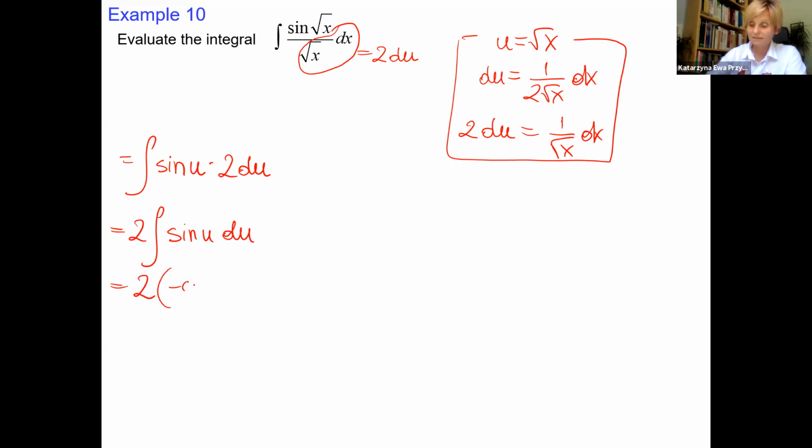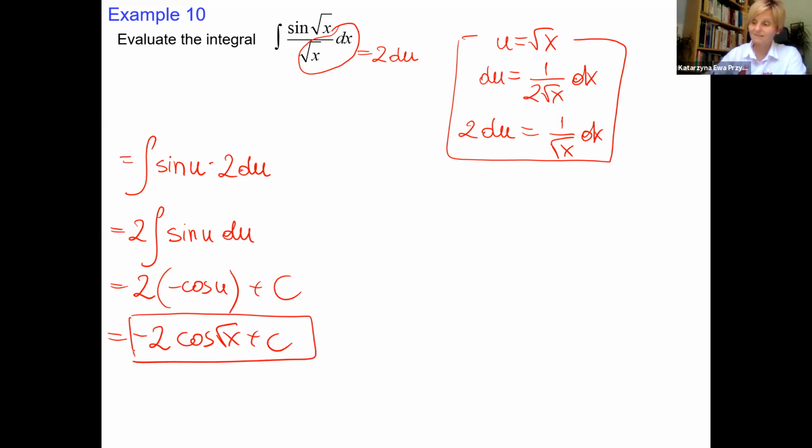The integral of sine is negative cosine of u plus the constant c, so negative 2 cosine, and u is the square root of x. This is the final answer. And now you can keep working. You can, of course, do your homework assignment online, the written homework assignment, and that's how you can practice. And I will even redo all of the problems from this session.